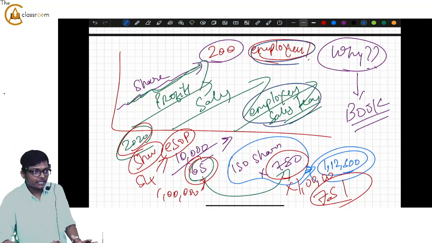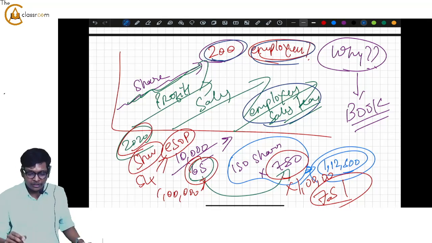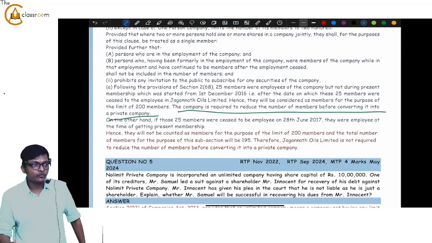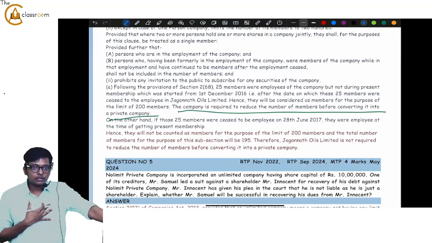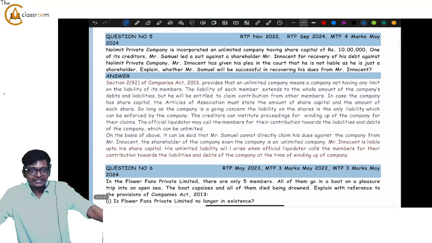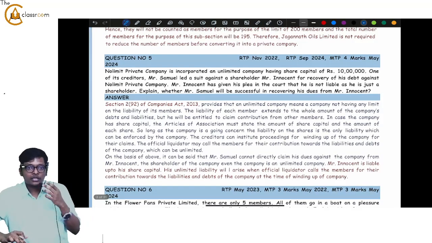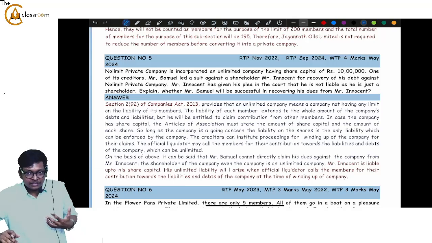That is why in private limited companies, in the 200 limit, you don't consider shares given to employees, because the objective of giving shares to employees is something else. Are you following, guys? Now this logic, they will never test in foundation, never test in inter, never test in final. Why are employees not counted in 200? They won't ask. But it enhances your learning, makes you enjoy the subject.